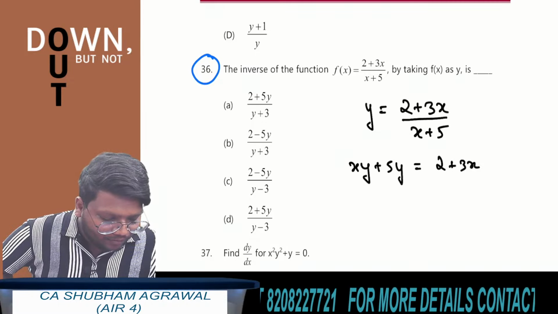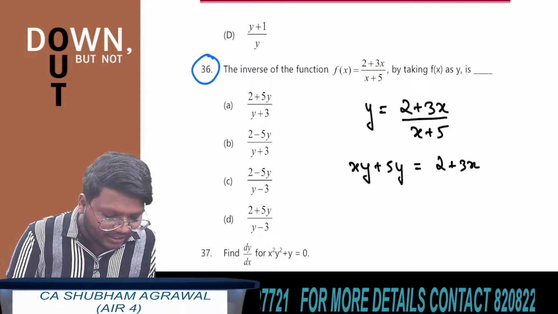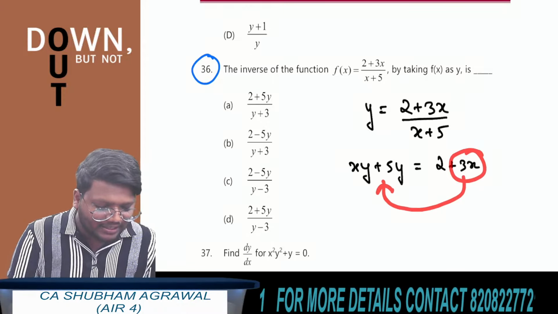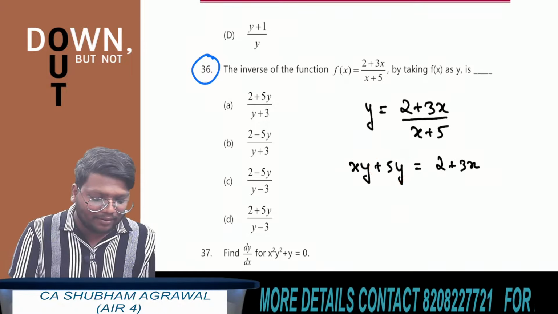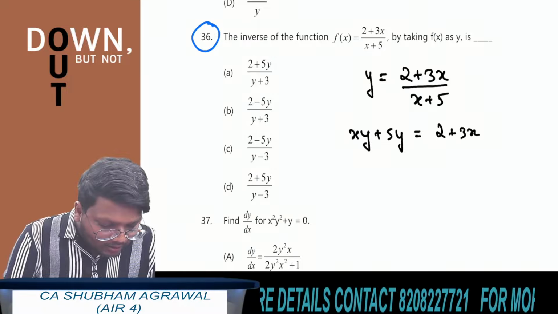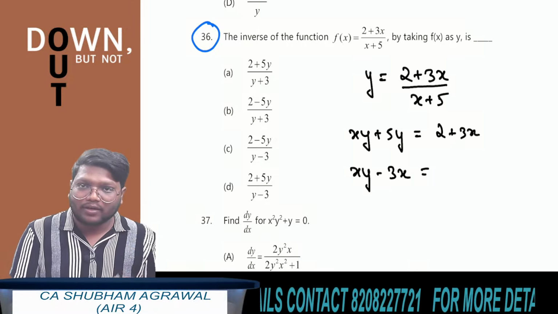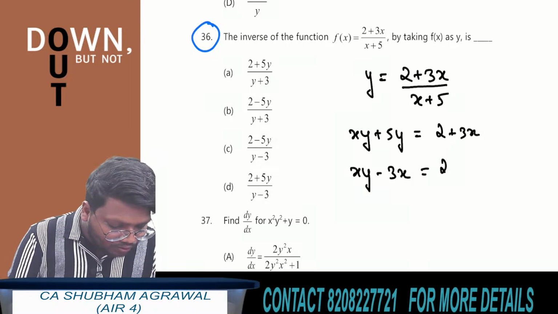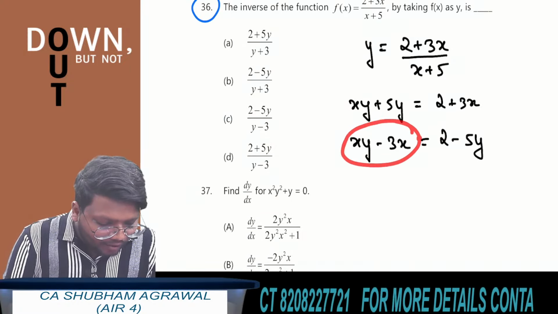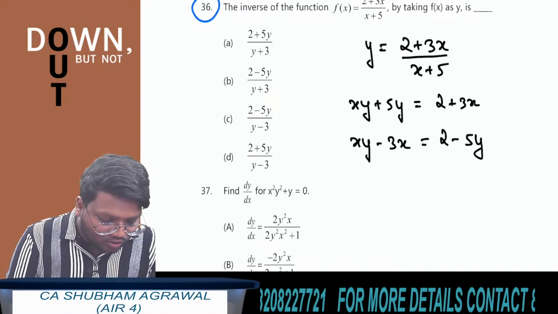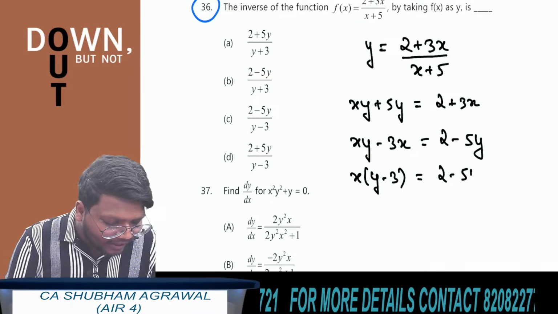Now you have to take x terms on one side and the remaining terms on the opposite side. So this plus 3x, when shifted to the opposite side, will become minus 3x. And this plus 5y, when shifted to the opposite side, will become minus 5y. So xy minus 3x is equal to 2 minus 5y. Now you can take x common on the left hand side, so what will come in the bracket? y minus 3.